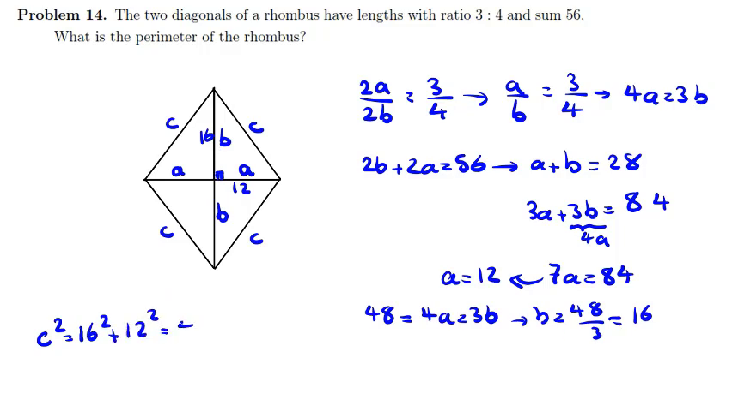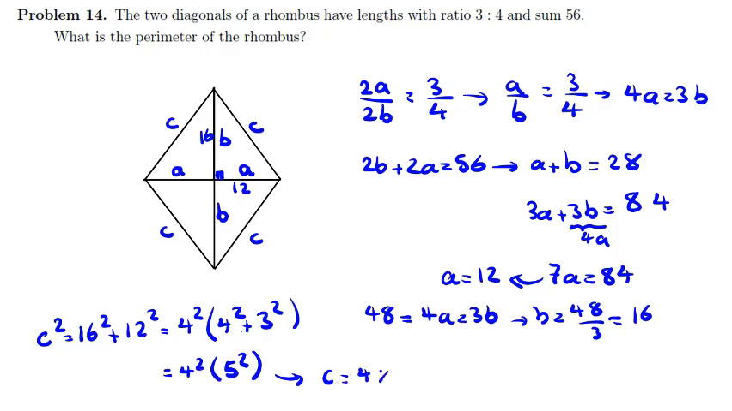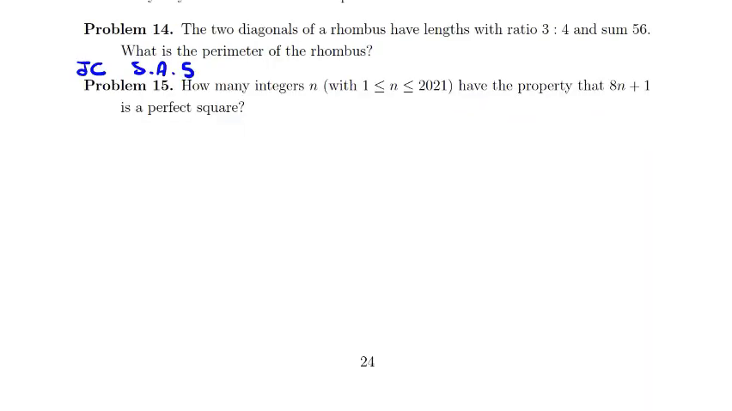And you can factor out 4 squared. It will be 4 squared plus 3 squared. So it will be what? 4 squared times 16 plus 9, 25. 25 is 5 squared. So if you take the square root, C equals 4 times 5, which is 20, the side. So perimeter equals what? 4 times 20, which equals 80. So the answer of this problem is equal to 80.